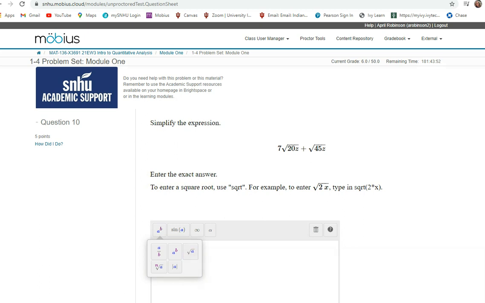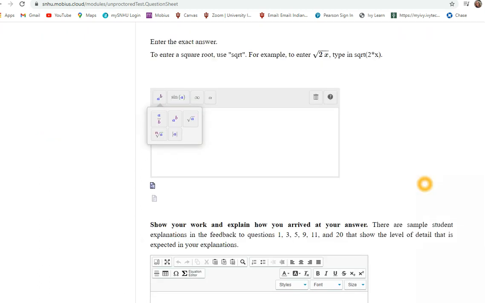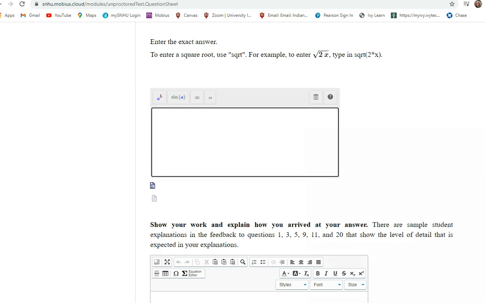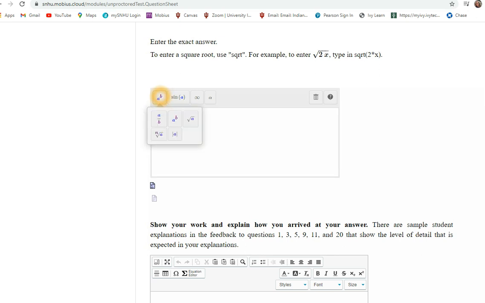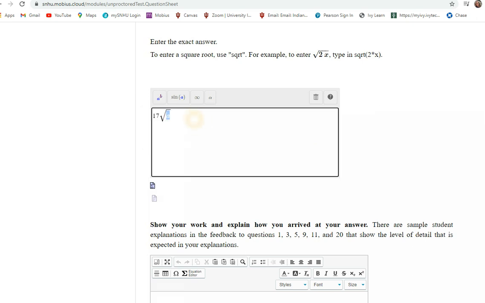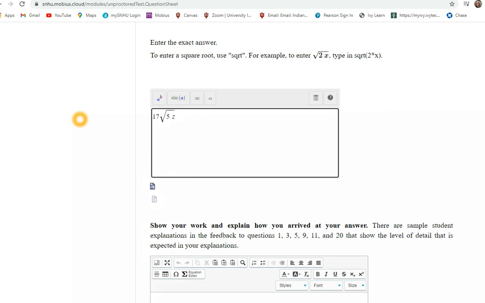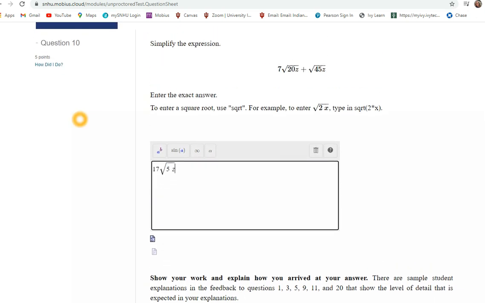Hang on just a second. I just want to go back and look at my answer. It was 17 square roots of 5z. I have to type in the 17 first. Then click on this. It's a square root, so I want this one. I would use this one if I was doing cube roots or fourth roots or fifth roots. I got a square root, so just click on that and then just type 5z. And then I got to go up and click on the how did I do and hope for some green.